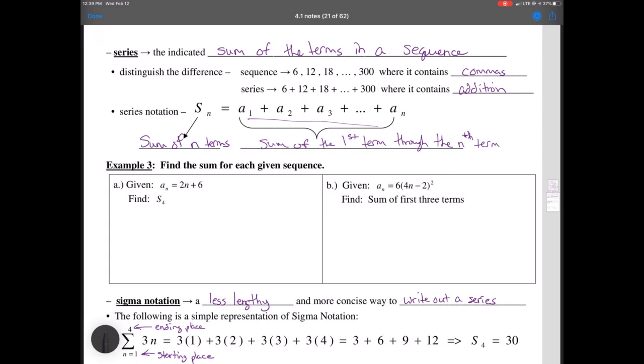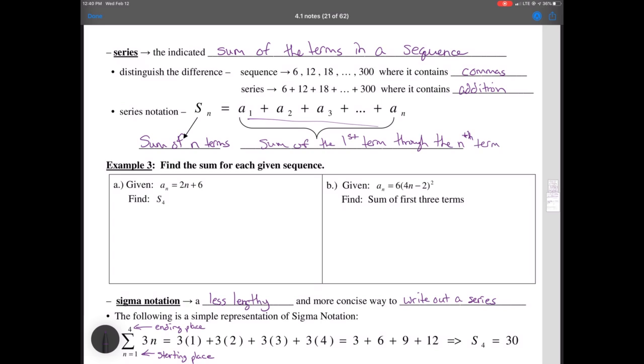Okay, so for a series. A series is the indicated sum of the terms in a sequence. To distinguish the difference between a sequence and a series: a sequence has commas and a series has the addition symbol. So the series notation, capital S sub n, is the sum of n terms, where we have a sub 1 plus a sub 2 plus a sub 3, all the way up to a sub n. That is the sum of the first n terms through the nth term.